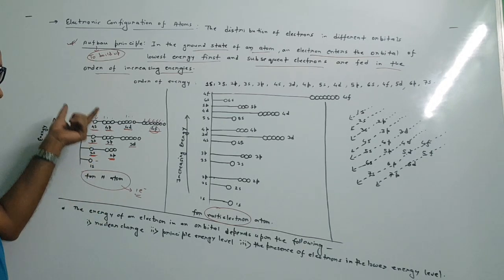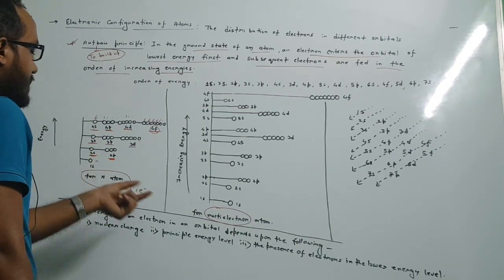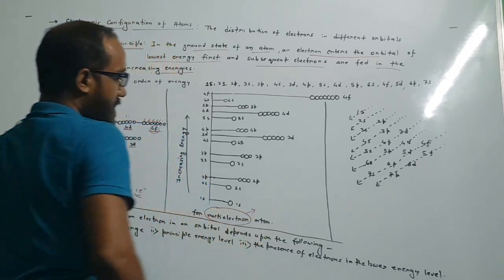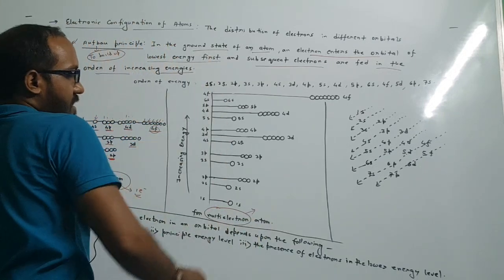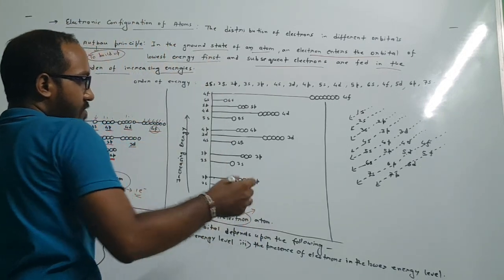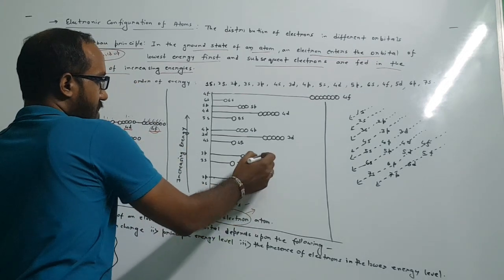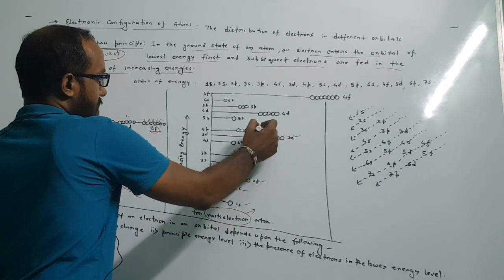Why is this happening? This is happening because hydrogen has only one electron. But for multi-electron atoms, we follow this other diagram. That is, first the electron will enter 1s, then 2s, then 2p, then 3s, then 3p, then 4s, then 4d, then 4p.